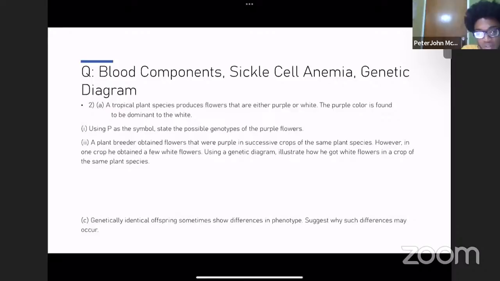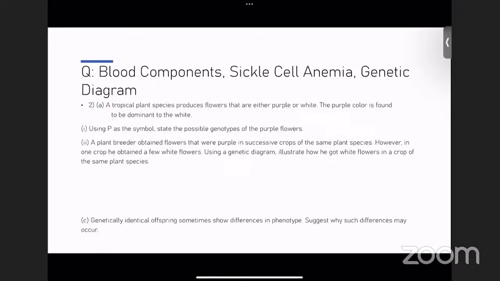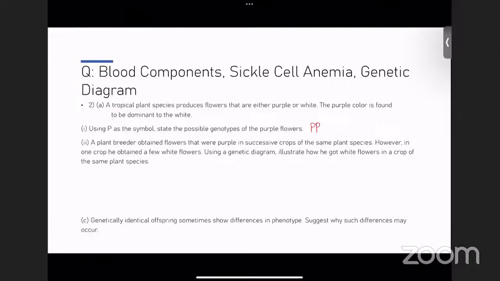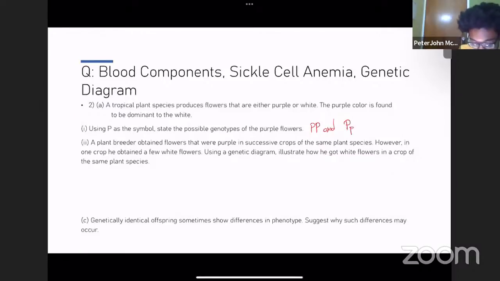Capital or small? Sir, could I have both capital? Both capital. What else? A capital and a small. Perfect. I'm gonna get into that after this, so of course the explanation is coming. A plant breeder obtains purple flowers in successive crops. However, one crop obtained a few white flowers. Using a genetic diagram, illustrate how we got white flowers in a crop of the same plant species.